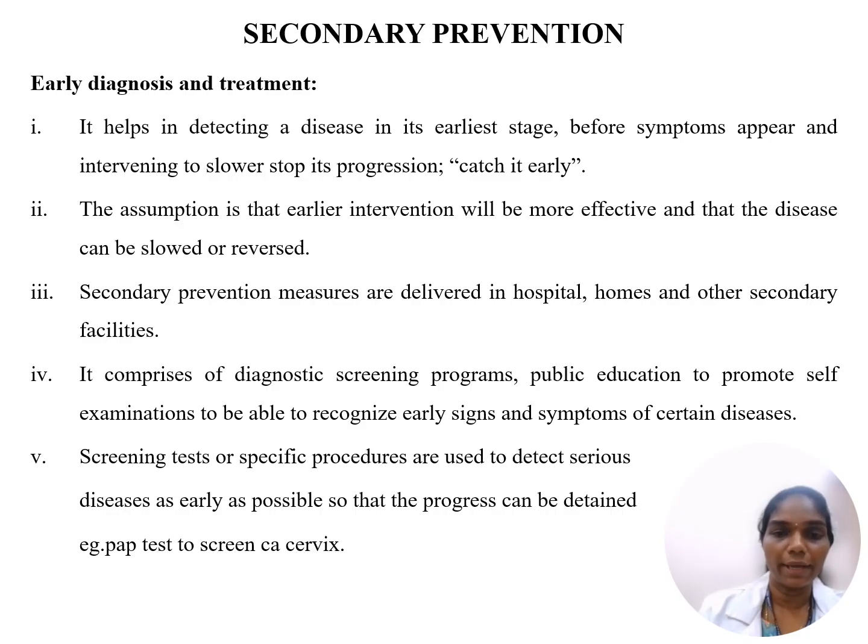It comprises diagnostic screening tools like public education to promote self-examinations to be able to recognize early signs and symptoms of certain diseases. For example, self-breast examination for breast cancer. Periodically, if they do, they themselves can monitor the changes in their breast, and it can be diagnosed early and treated. Screening tests or specific procedures are used to detect serious diseases as early as possible so that the progress can be detained. For example, pap smear test to screen for CA cervix. So this is about early diagnosis and treatment.